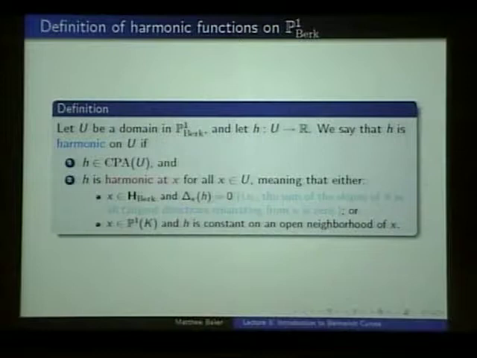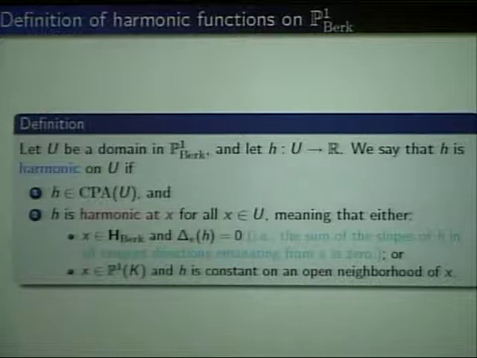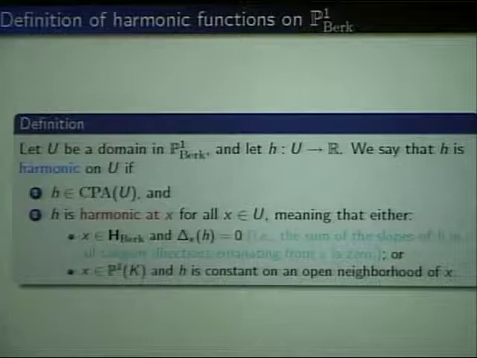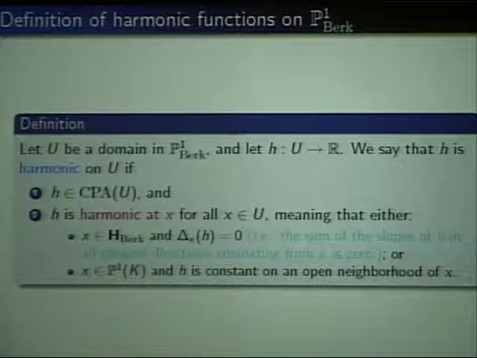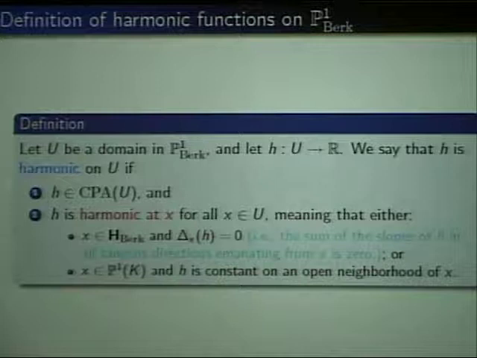And then at the points of hyperbolic space, I want the sum of the slopes in all directions to be zero. OK, but we'll see this is just saying the Laplacian is zero, in some sense to be defined later. So there's a very natural definition here, but intuitively this is what it will translate to.